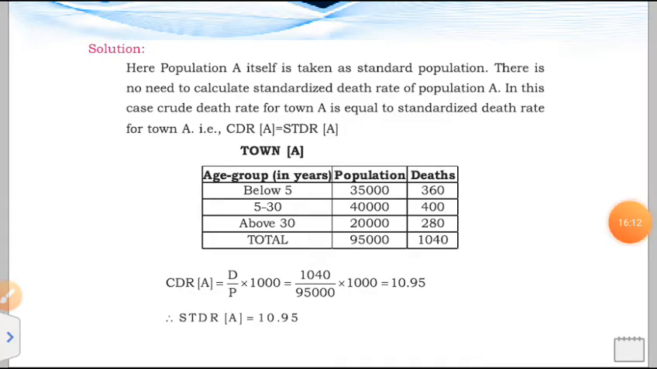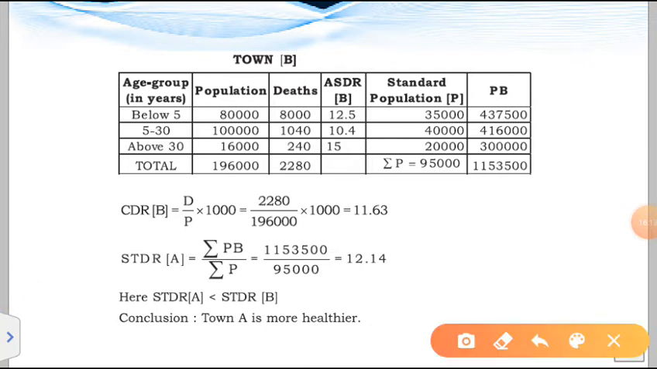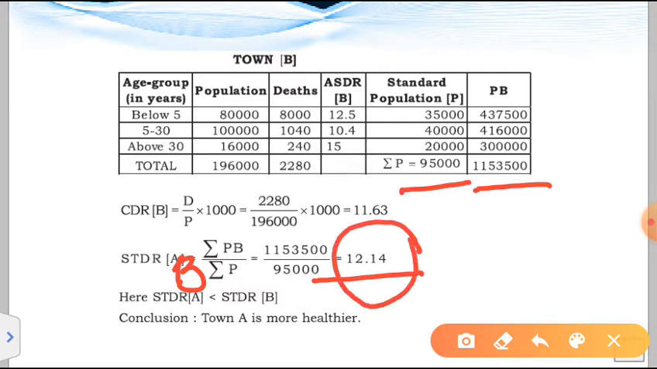Standard rate. Okay, now here if you see, they have just calculated CDR of B, but we are not going to use it. What we have to use here is STDR, and it must be only of B. The only correction is that it is the standard death rate of B, which is summation of PB divided by summation of P, and we are getting the value 12.4. If we compare it with the standard death rate of A, then it is more than that, hence town A is more healthy.